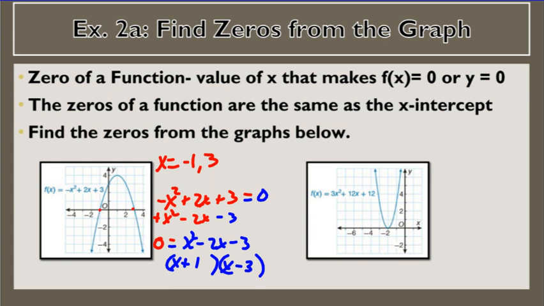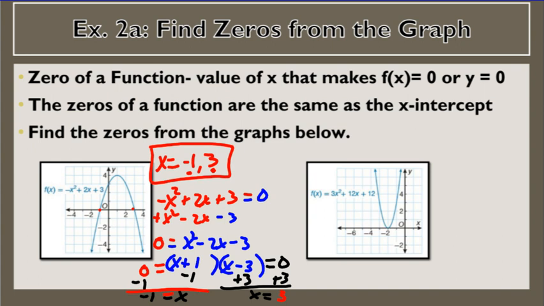From this point, all you need to do is make each binomial equal to 0. If I subtract 1 on both sides, I get x equaling -1, which is what I have here. Right here, add 3 to both sides, and I get x equaling +3, which is what I have here. So the zeros are -1 and 3.